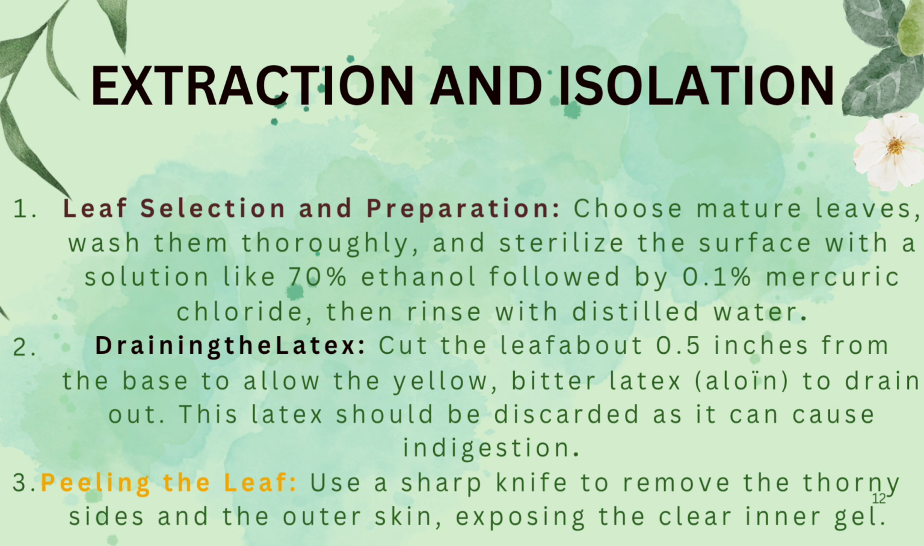Then extraction and isolation. First is leaf selection and preparation. Choose mature leaves, wash them thoroughly, and sterilize the surface with a solution like 70% ethanol followed by 0.1% mercuric chloride. Then rinse with distilled water. Then second, draining the latex. Cut the leaf about 0.5 inches from the base to allow the yellow bitter latex, aloin, to drain out. This latex should be discarded as it can cause irritation. Then third, peeling the leaf. Use a sharp knife to remove the spiny sides and the outer skin, exposing the clear inner gel.